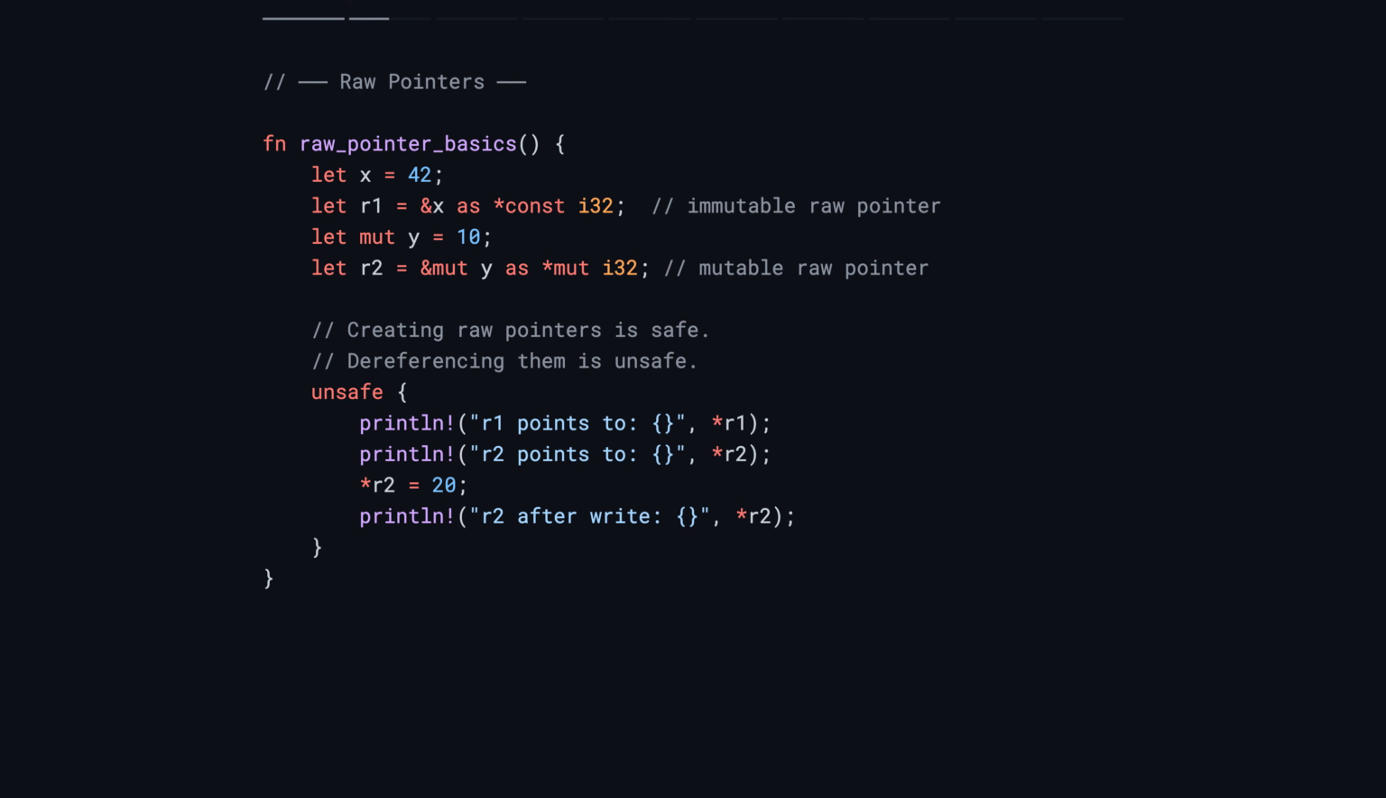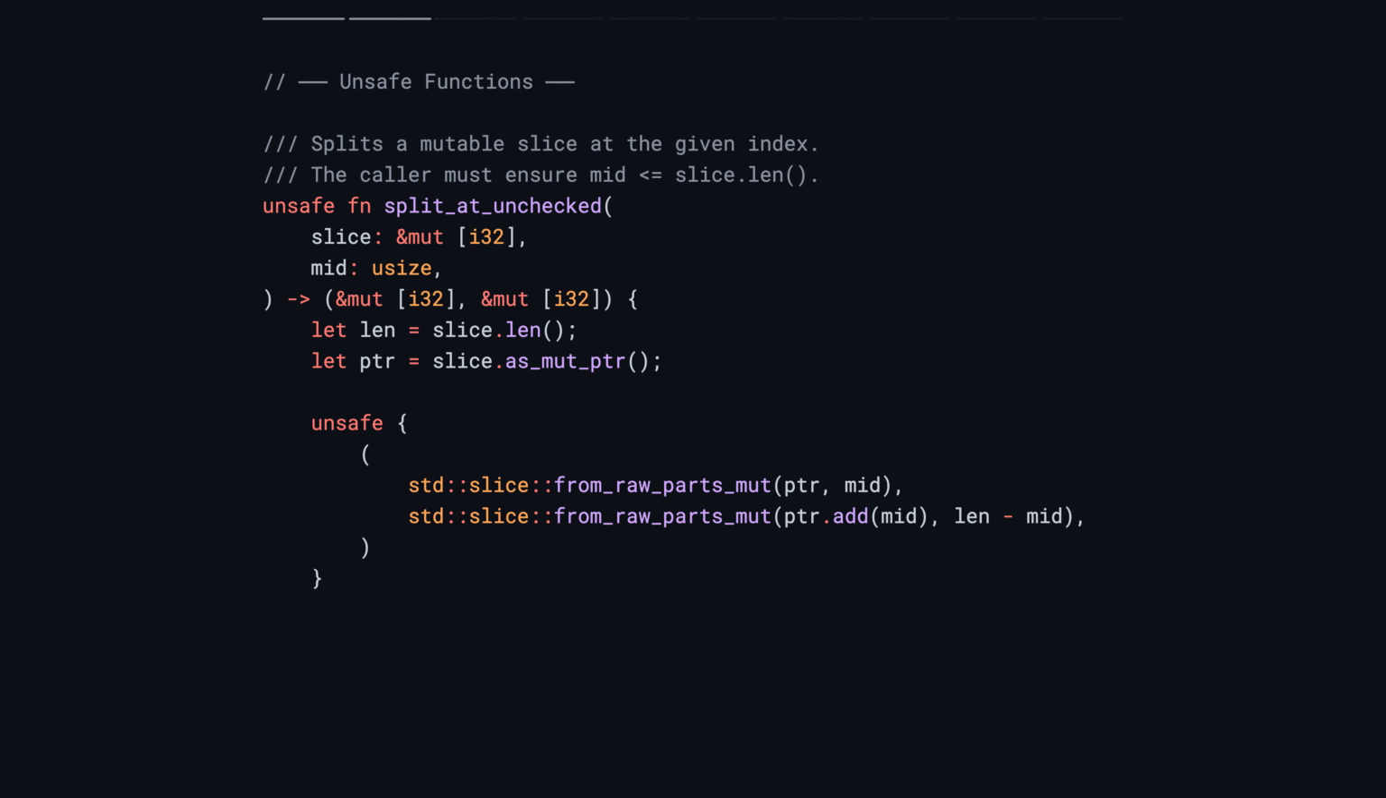Multiple mutable raw pointers can exist for the same memory. Pointer arithmetic: you can do pointer math like in C. ptr.add(i) advances the pointer by i elements, not bytes. Unsafe functions that have safety requirements the compiler can't check are marked unsafe fn.